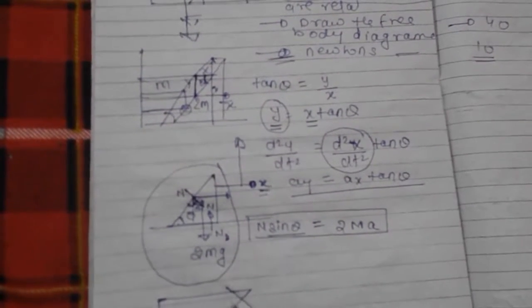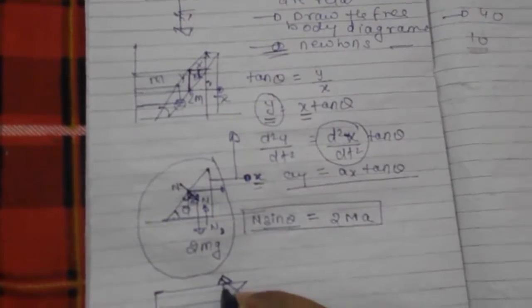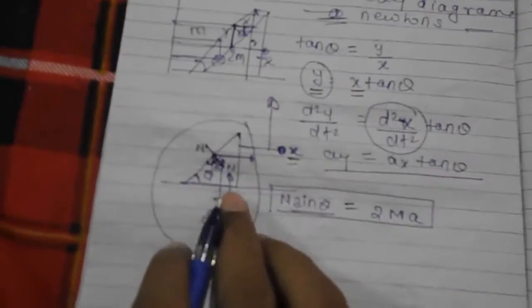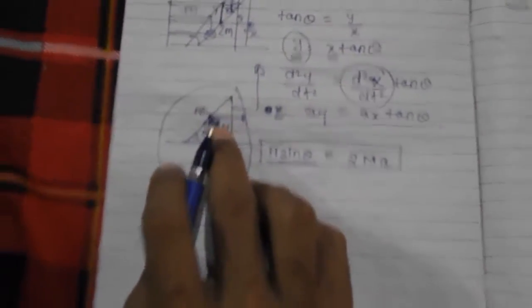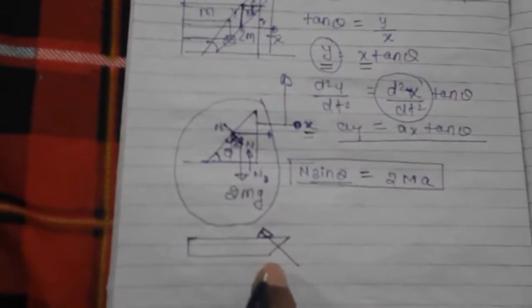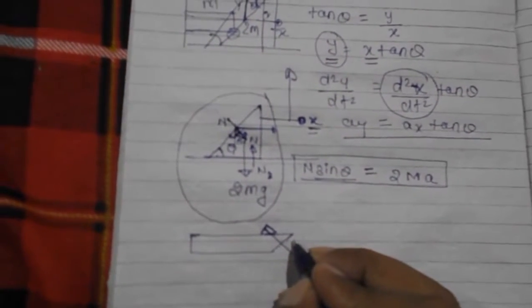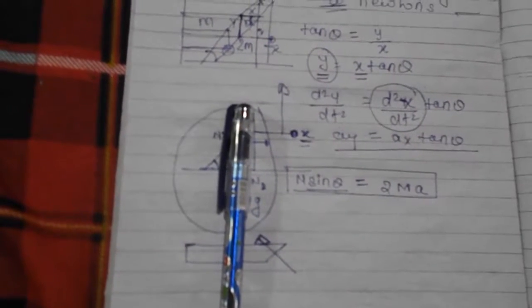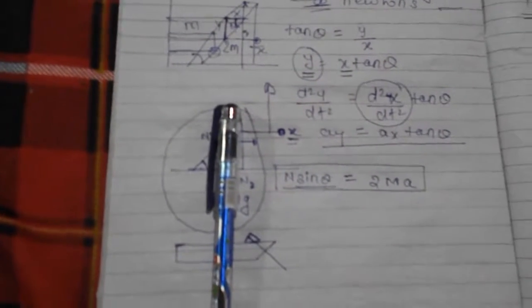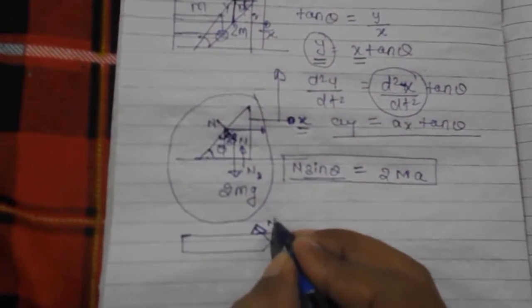Here, this is the normal force. Who has applied this normal force? Yes, you are right, this wedge has applied this normal force. Who has applied this wedge? This normal force is applied by this wedge. So this is N.